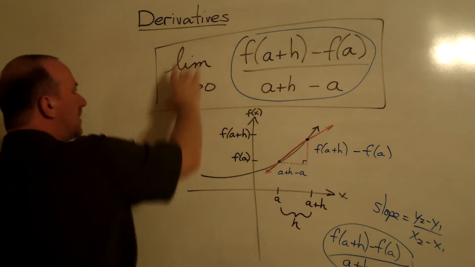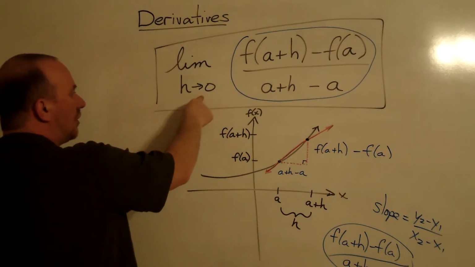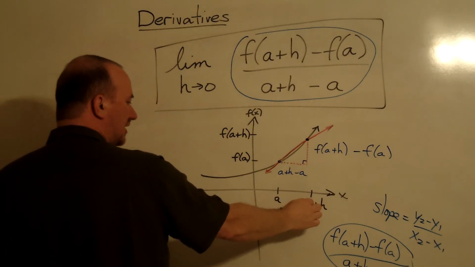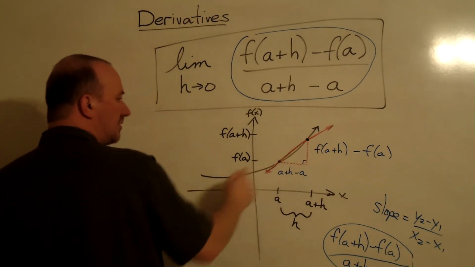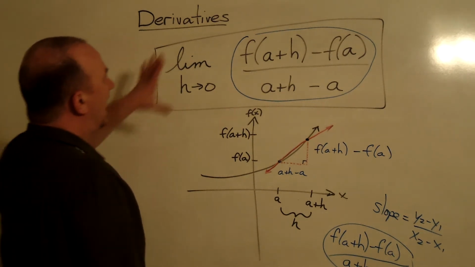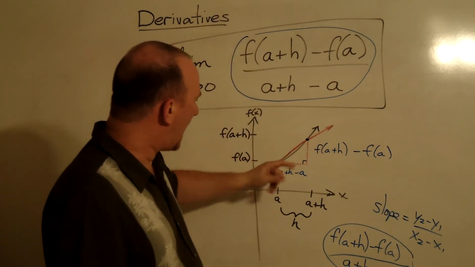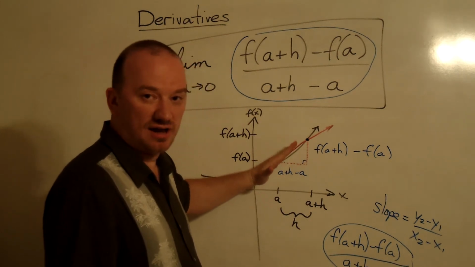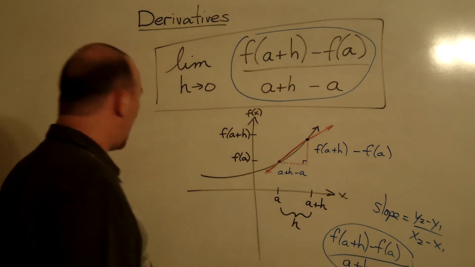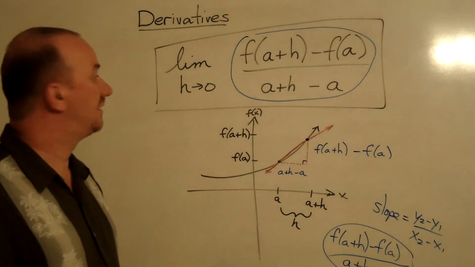So what we're doing is letting that h approach 0. That h is getting smaller and smaller. So this point is really coming closer to that one. And this is the slope. So what we would have is eventually the slope of the tangent line at that point. And that's what we're looking at when we find derivatives.